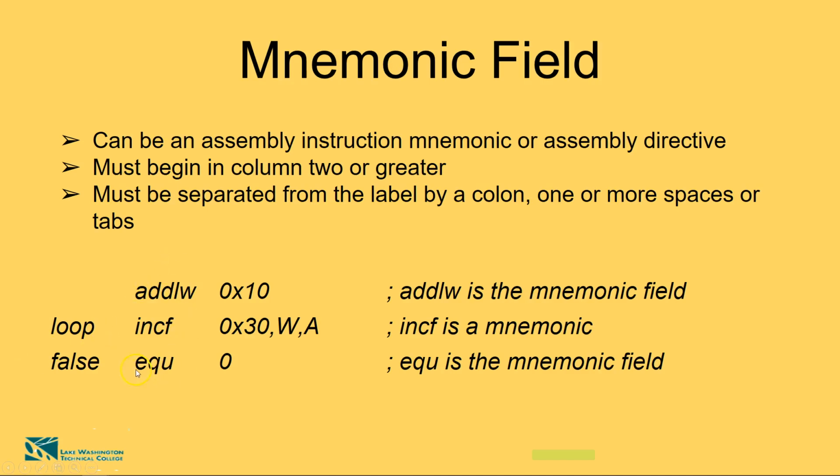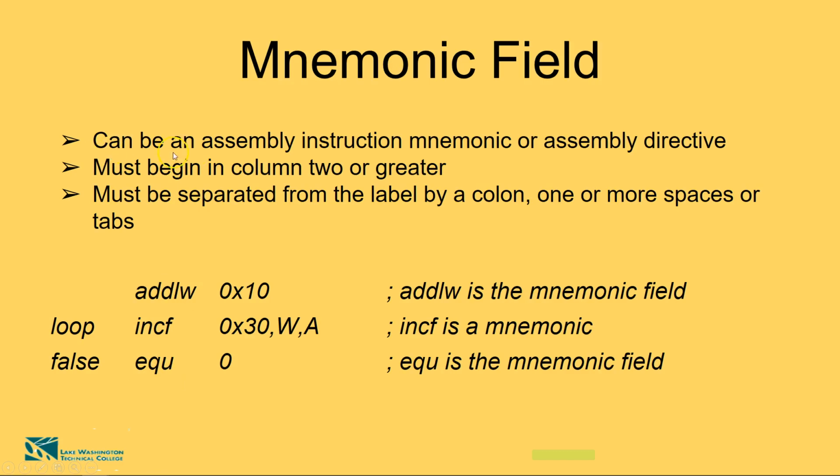in the second column. You can see this is our mnemonic field, and if there is a label on the same line, then the instruction must be separated from that label by a colon, or by one or more spaces, or you can use a tab to separate it from the label. So for example, here loop and false is our label, and the second column, which says add lw, incf, equ. These are all your mnemonic fields.